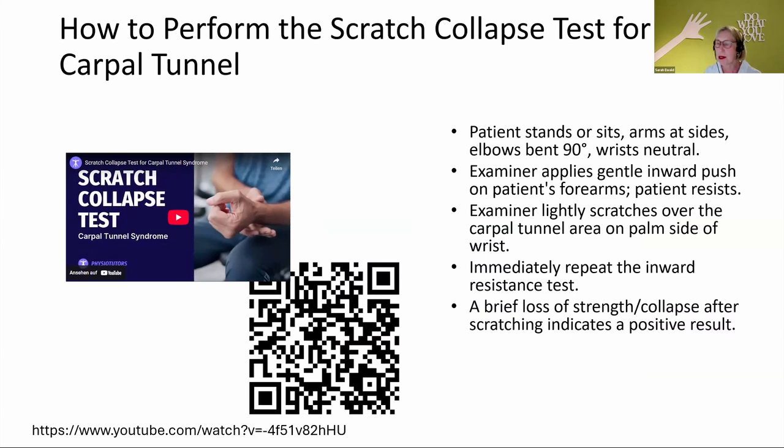A more recent test is the scratch collapse test. I included a YouTube link here for you to take a look at it. It's quite specific and highly accurate for carpal tunnel syndrome as well. I think you do need to look at the video in order to learn to do that. And unfortunately, when I try to insert that video here, it immediately flips it into German, which isn't too helpful for you. So we'll leave it at that. Please do take a look. I put the QR code in so that you can get to it quickly on your phones.